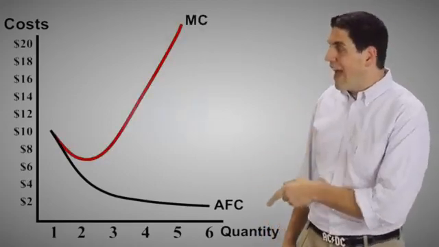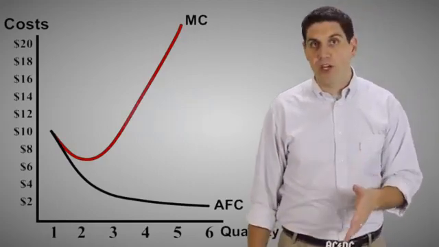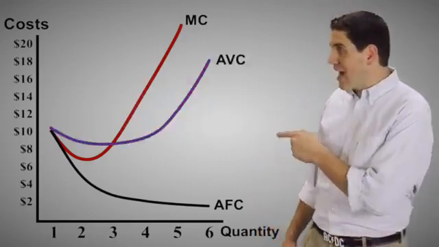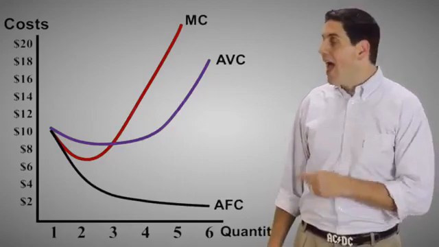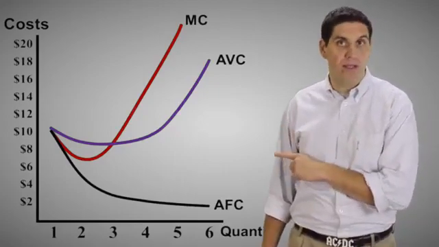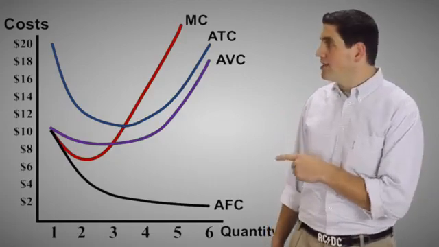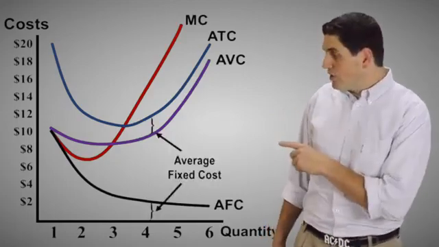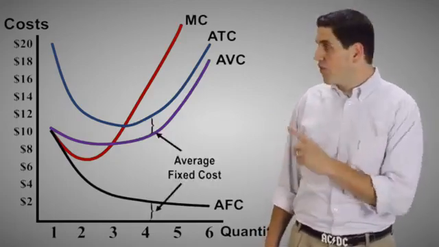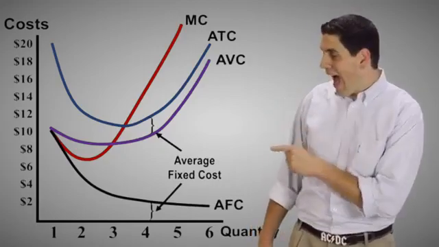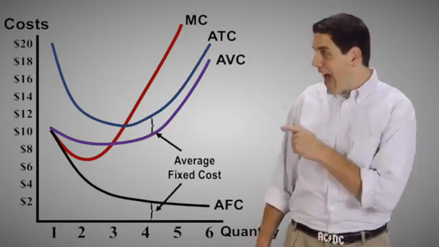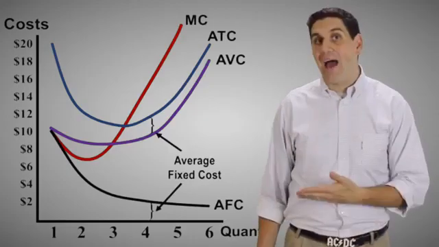Marginal cost always goes down and up because of the law of diminishing marginal returns. Average variable cost goes down and up, and it hits marginal cost at average variable cost's minimum point. The average total cost also goes down and back up, and it hits marginal cost at ATC's minimum. Notice the vertical distance right here is the same as the vertical distance right there. That's because the average fixed cost plus the average variable cost equals the average total cost.